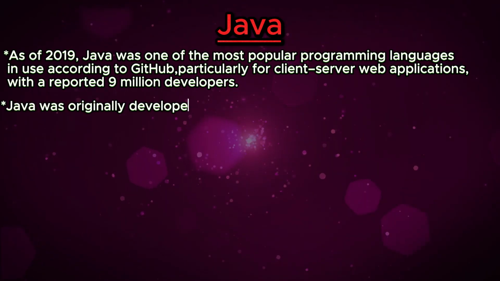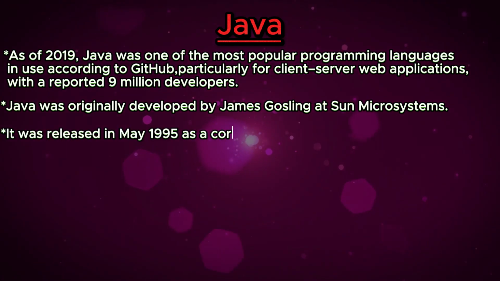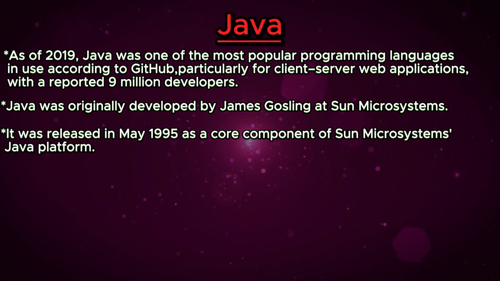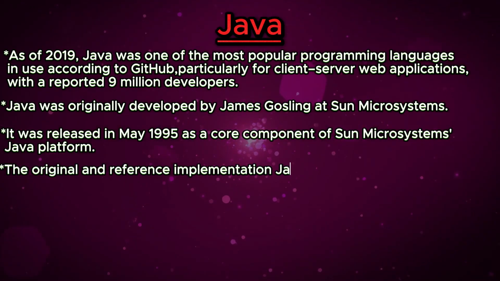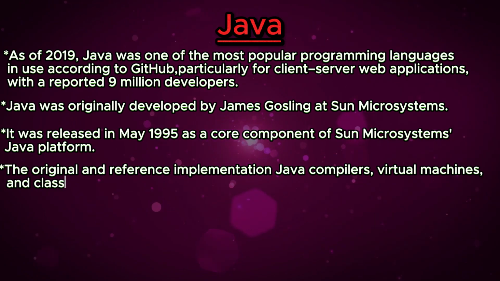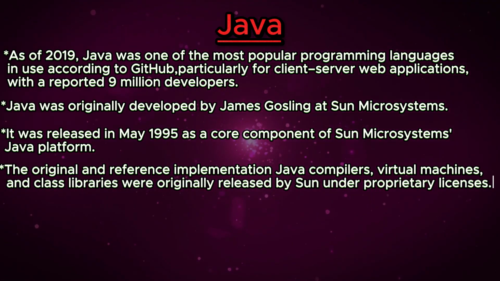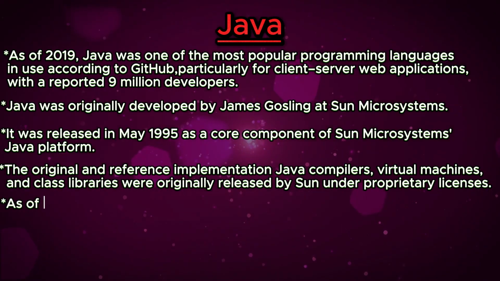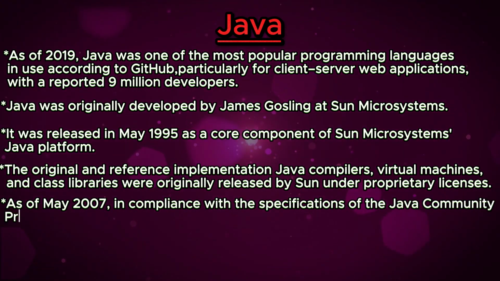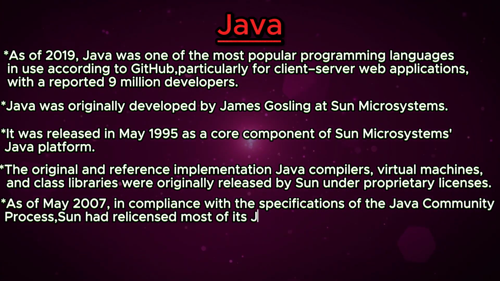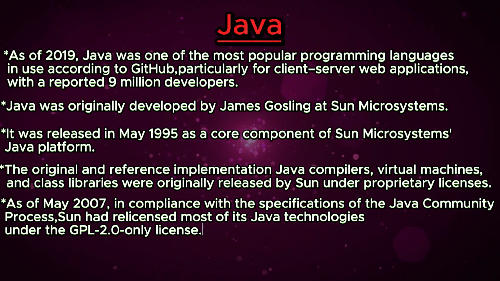Java was originally developed by James Gosling at Sun Microsystems. It was released in May 1995 as a core component of Sun Microsystems' Java platform. The original and reference implementation Java compilers, virtual machines, and class libraries were originally released by Sun under proprietary licenses. As of May 2007, in compliance with the specifications of the Java Community Process, Sun had relicensed most of its Java technologies under the GPL-2.0-only license.